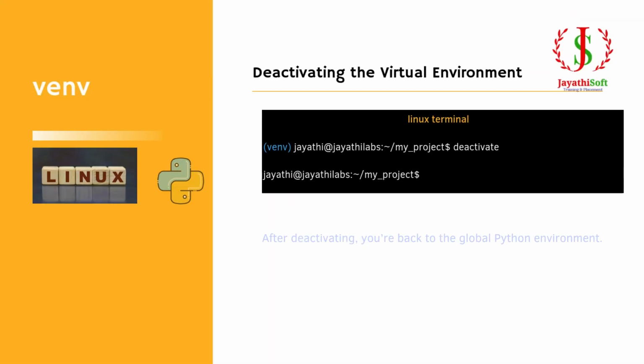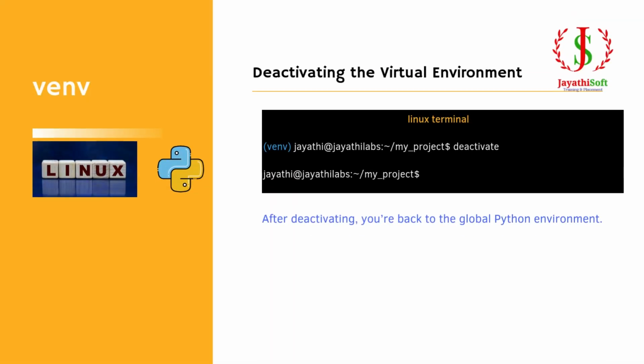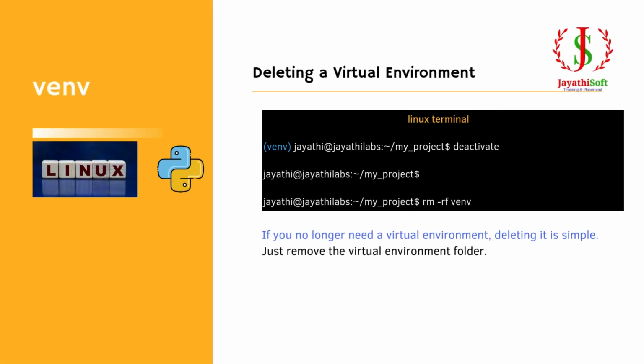When you're done working in the virtual environment, simply deactivate it using the following command. After deactivating, you're back to the global Python environment. If you no longer need a virtual environment, deleting it is simple. Just remove the virtual environment folder.